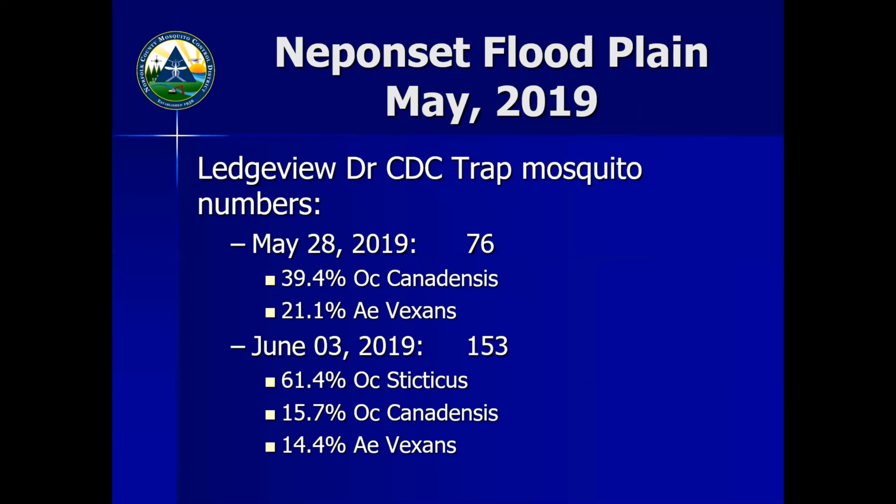Trap numbers back that up. Ledgeview, remember the night there, had over 3,000 in 2018. Now it was down to only 153 on June 3rd of 2019. So the same typical species, canadensis and Stichticus, were in dominance there. However, this time we also had some Vexans showing up as well.